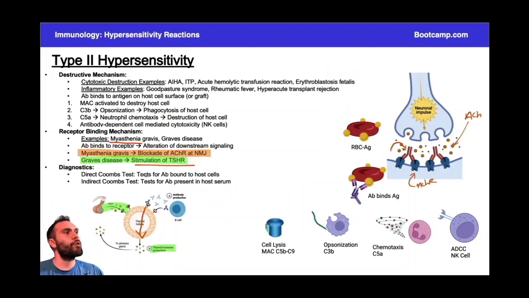Just to be familiar with, again, you have to understand the mechanisms and where these mechanisms fall into these different hypersensitivities. And again, their relevancy. Finally, the last two things on here, we have our diagnostics. So the direct Coombs test. It's very confusing for a lot of different people. So let me just try to explain this.